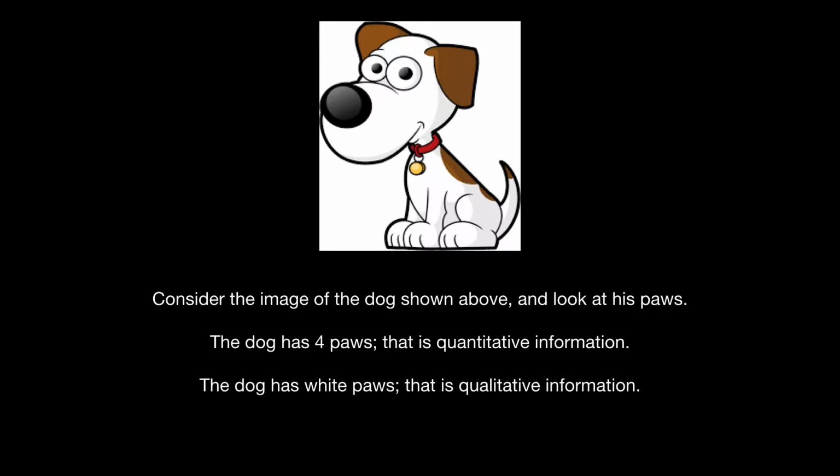Consider the image of the dog shown above and look at his paws. The dog has 4 paws. That's quantitative information. The dog has white paws. That is qualitative information.